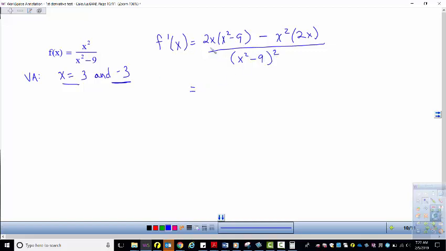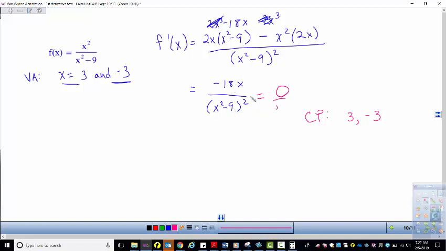Simplify the numerator. This would give me 2x cubed minus 18x minus 2x cubed, which worked out really great because these are now going to cancel. So I get negative 18x all over x squared minus 9 squared. That's my derivative. I set it equal to 0. Again, I see two critical points at 3 and -3 because my denominator cannot be 0. So then if I do my cross multiplying, I'm going to end up with negative 18x equals 0. And solving that means there's another critical point at 0.